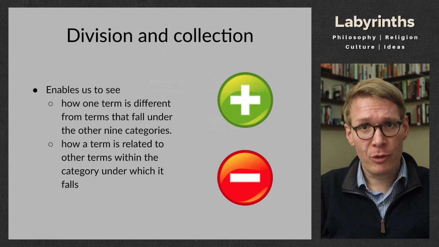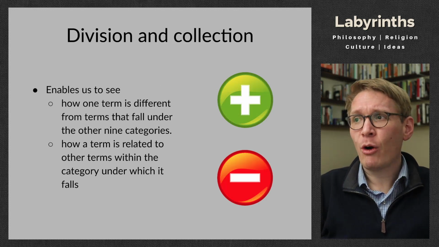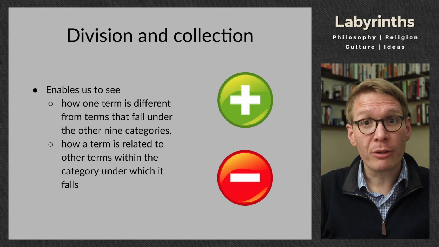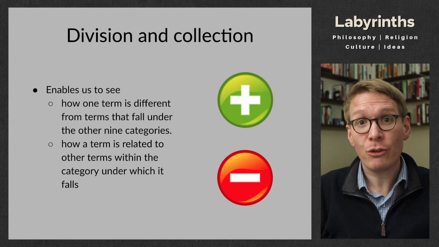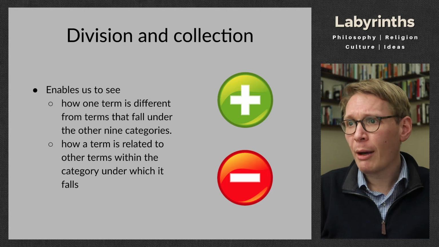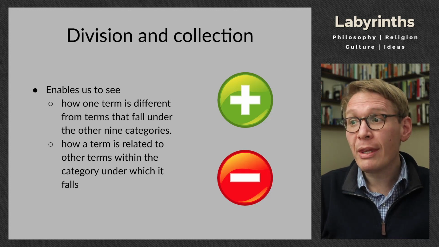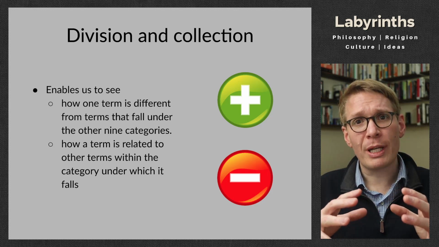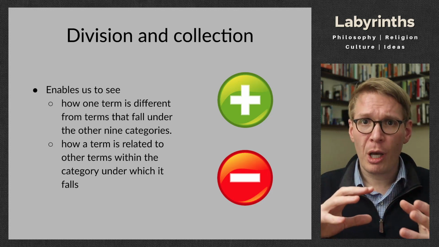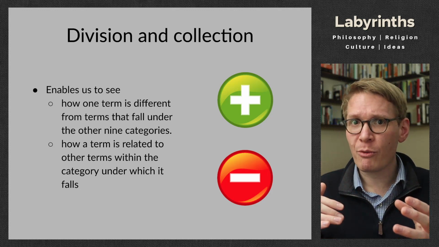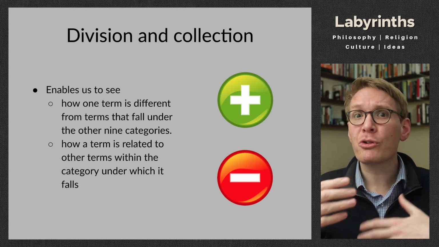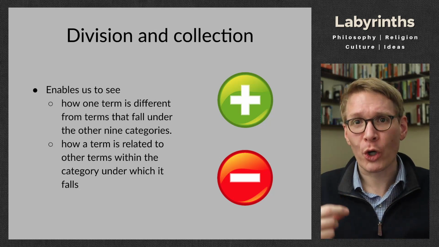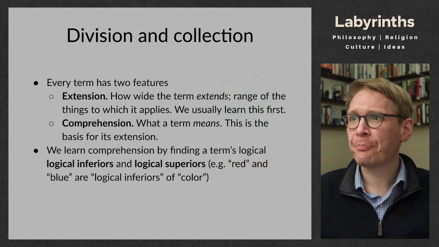The division and collection of terms enables us to see how one term is different from terms that fall under some one of these other 9 categories. So how does it relate to other terms? And also how a term is related to other terms within that category under which it falls. So we're considering the logical relationships among these terms that we have been formulating. And this is our first active step in logic, properly speaking, right? So we're working with the terms now.